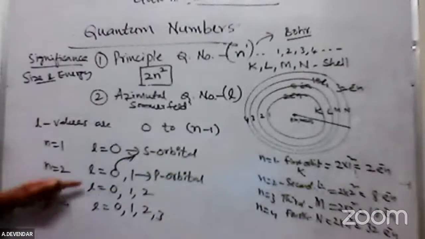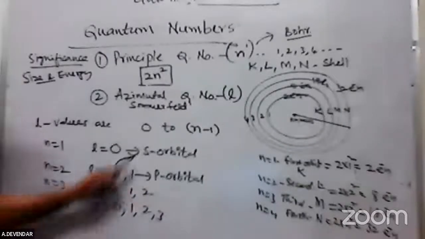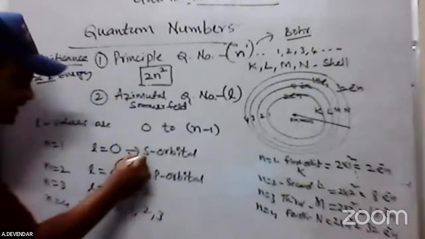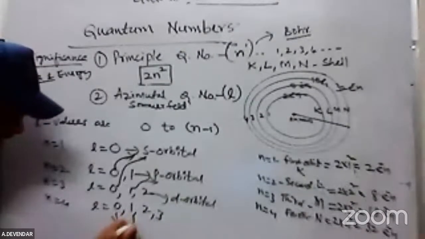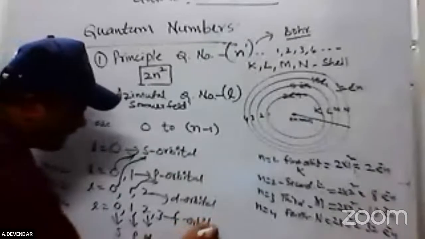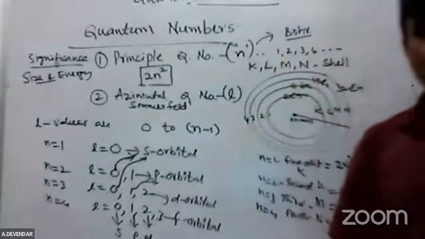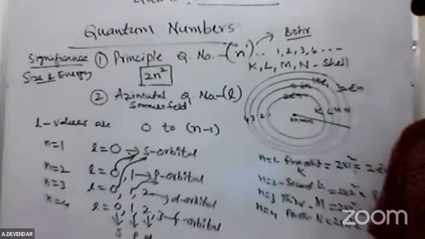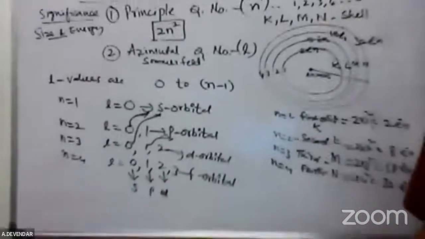Now n is equal to 3, the third shell, that means M orbit. It has 3 subshells: 0, 1, 2. 0 means s orbital, 1 means p orbital, 2 means d orbital. Similarly, in the fourth orbit, 4 subshells are there: s orbital, p orbital, d orbital, and f orbital. The maximum orbitals are only 4: s, p, d, f. Sharp, principal, diffuse, fundamental. The names s, p, d, f were derived by means of spectroscopic studies.